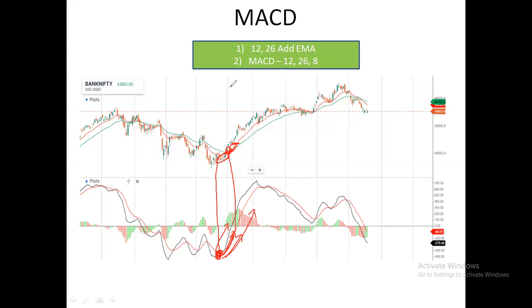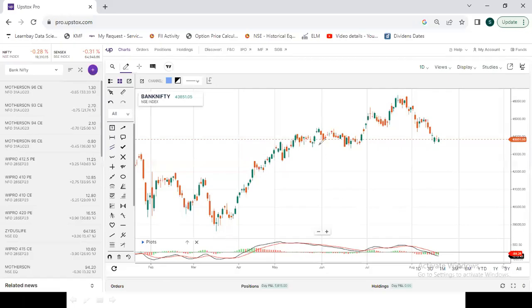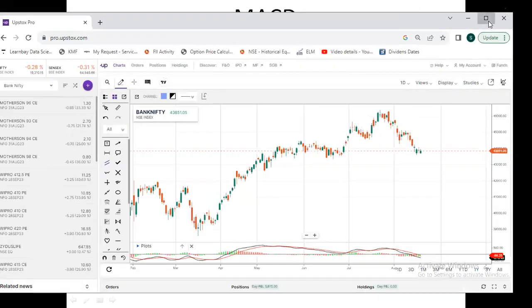Let's have a quicker view on the live chart. Okay, I'll just share my screen on Upstox. Yeah, this is my Upstox screen. Just a minute, I'll just expand this.